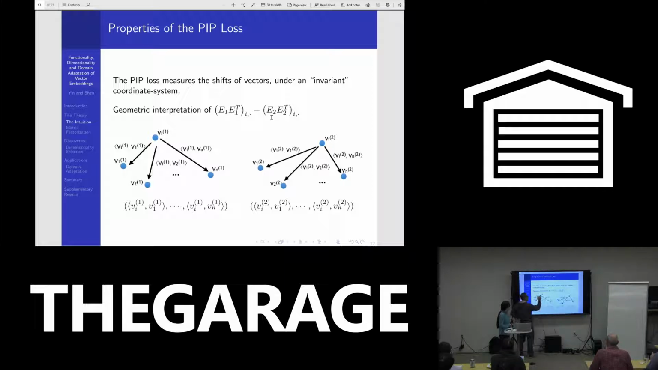And so when we measure the relative shift, this measurement will be independent of unitary operations on the embedding. If you rotate E1 by 180 degrees, this relative position will still remain the same. So it makes the measurement robust to such operations.